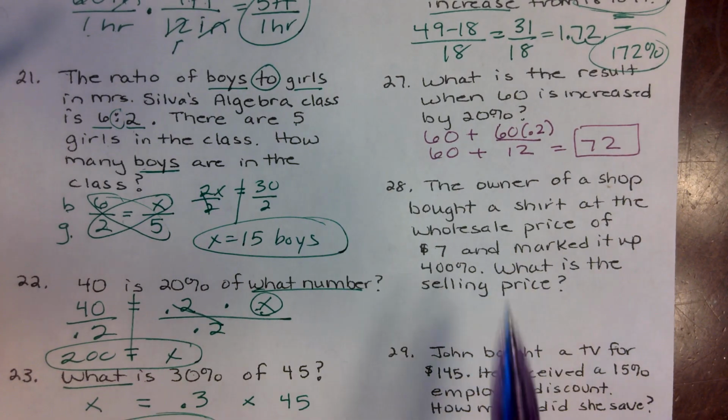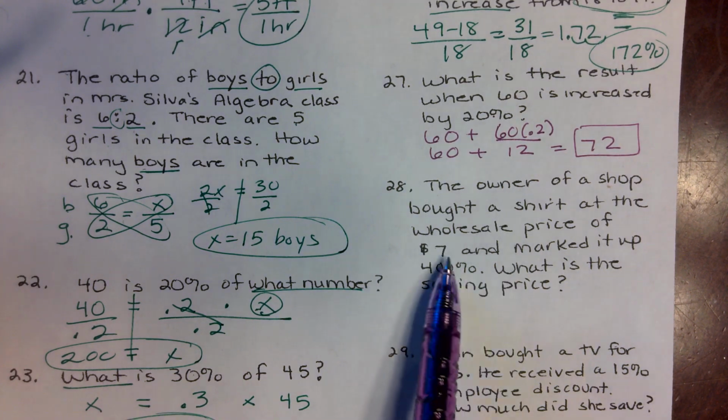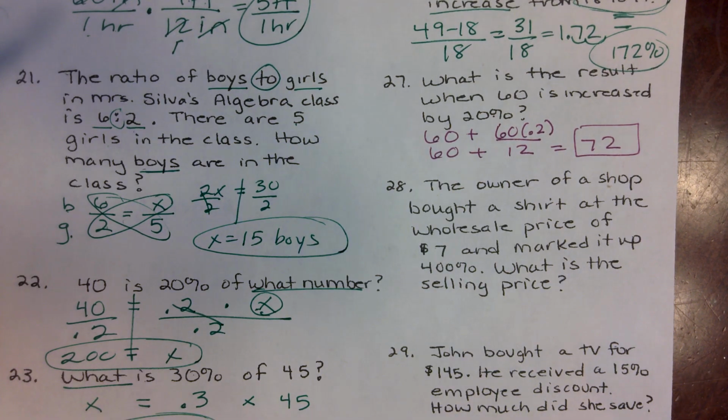The owner of a shop bought a shirt at the wholesale price of $7 and marked it up 400%. So remember, this is what stores do. They get them for super cheap, right? And then they mark them up a certain percentage so that the store then makes money when they sell it. So the price is definitely going to be bigger than 7. So if you guess something less than 7, that's a bad guess. So what's the selling price?